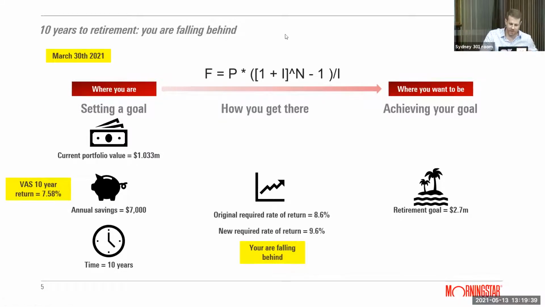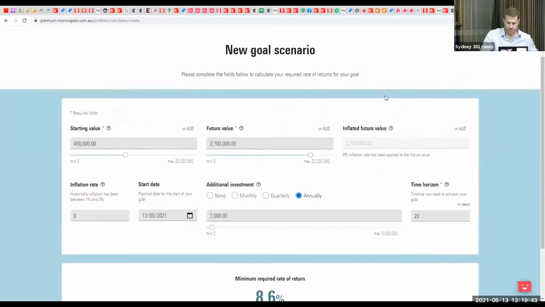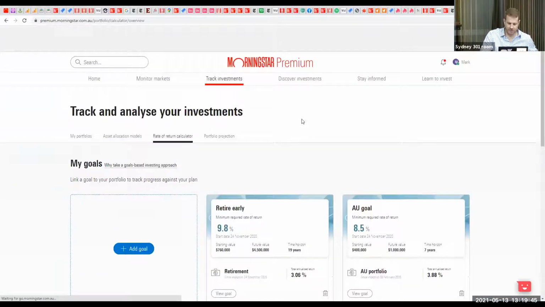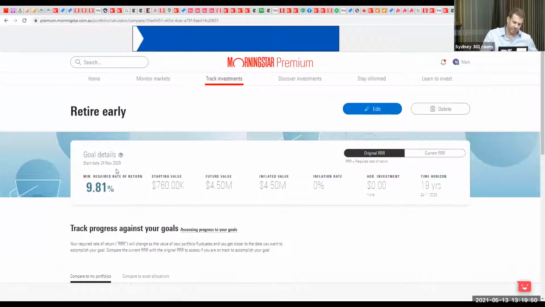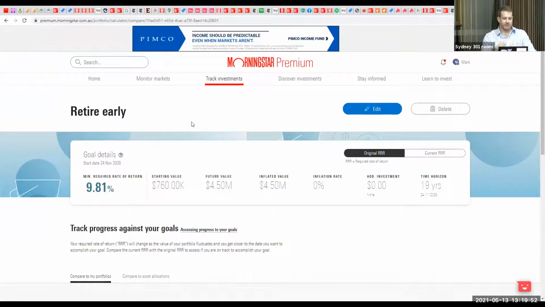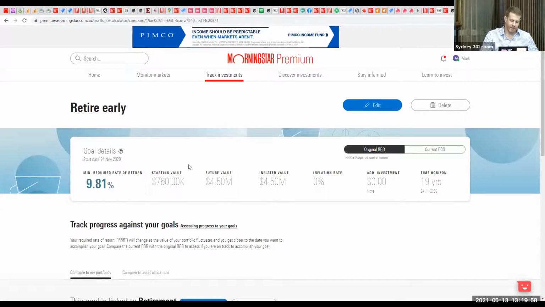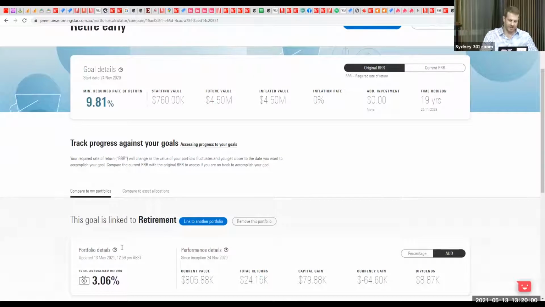Now I'm going to go back to the website to show you a way you can do that. I obviously can't go back to 2010 and do this, so I've set up a bit of a dummy portfolio, but it's only going from November. So this is a different return. Obviously, it's a different scenario, but we calculated a 9.81% return. We linked it to a portfolio.